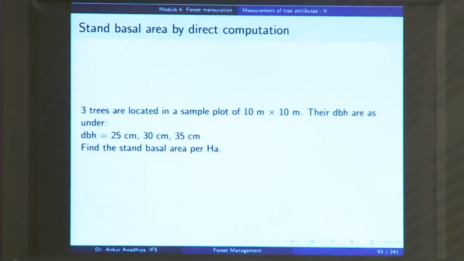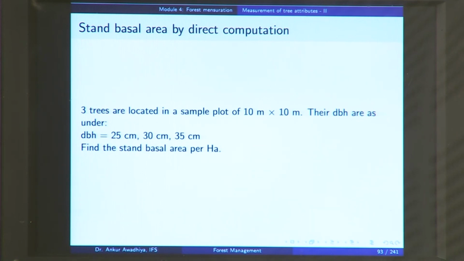Now, how do you measure the stand basal area? You can measure the stand basal area in 2 or 3 different ways. The easiest one is to do a direct computation. So, we will illustrate this method using this example. You have 3 trees that are located in a sample plot of 10 by 10 meters. The DBH are as under: 25 centimeter, 30 centimeter and 35 centimeter, and you have to find out the stand basal area per hectare.